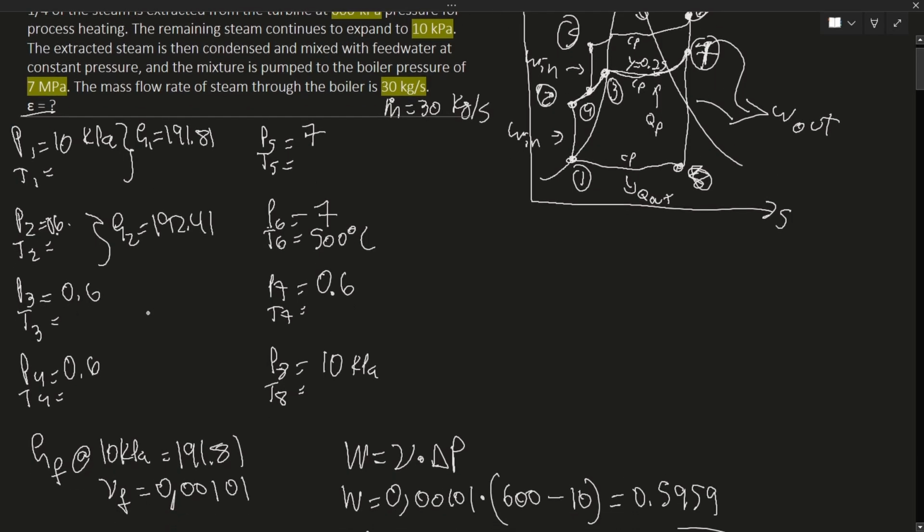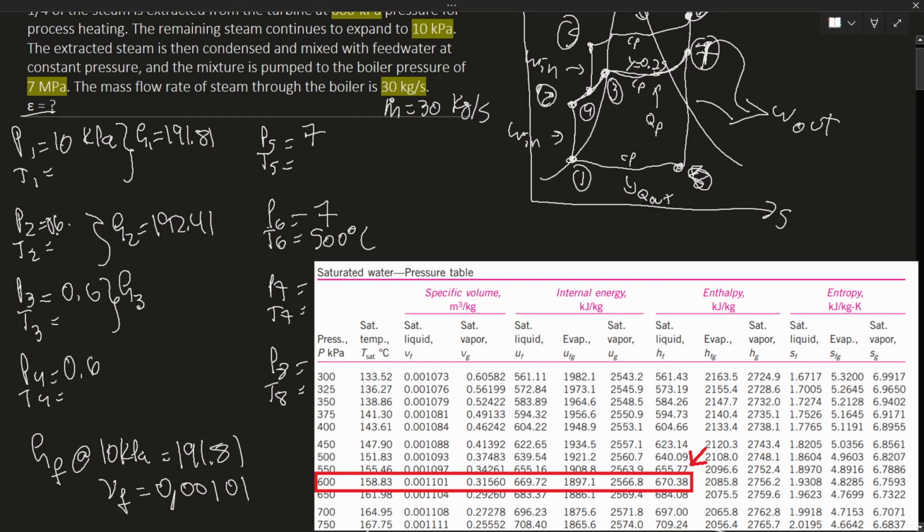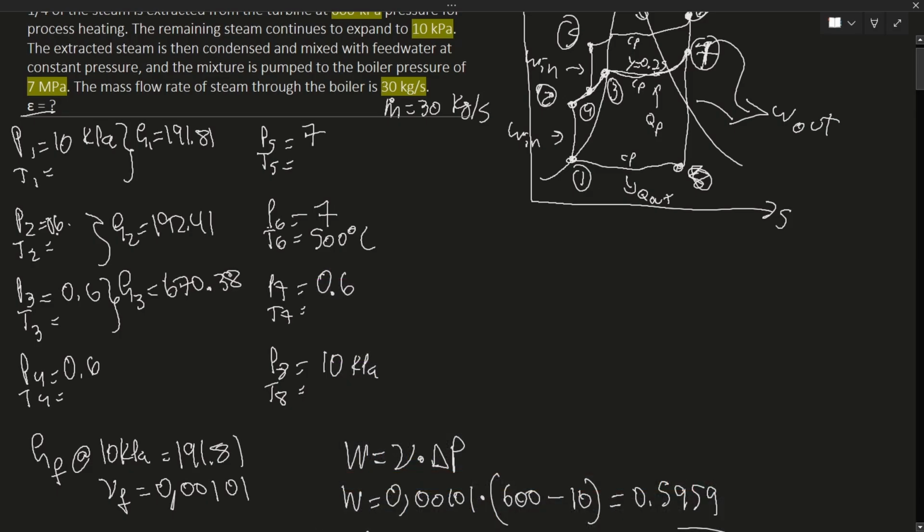And over here, for P3, we have the pressure. So again, all you have to do is check the enthalpy for saturated fluid at this point. H3 over there, looking at the tables, is equal to 670.38.